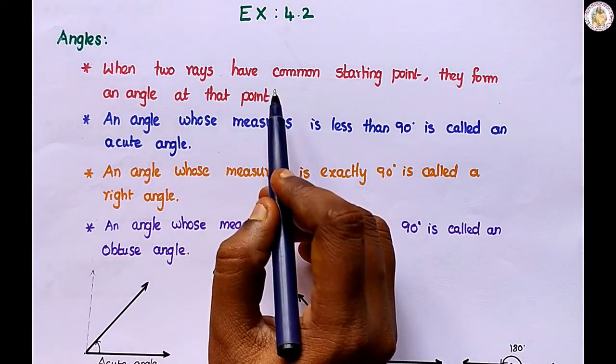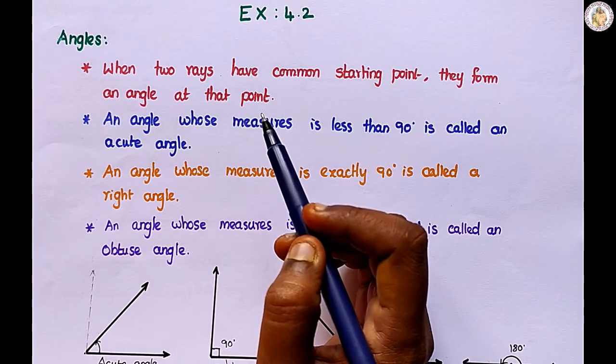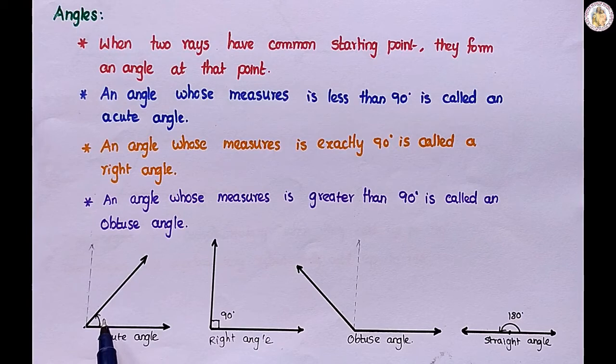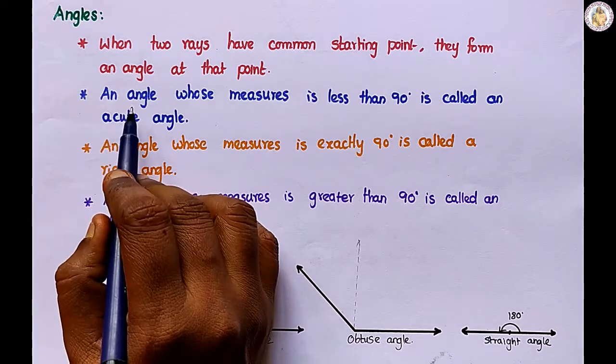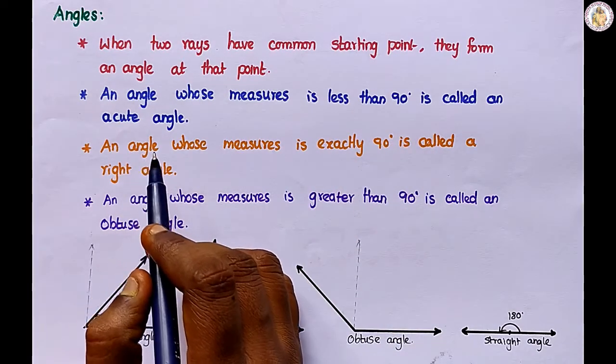When two rays have a common starting point, they form an angle at that point. Listen, two rays starting at the same point. Two rays are there, and here they form the angles. In between the two rays, that is the angle, right? An angle whose measure is less than 90 is called an acute angle.